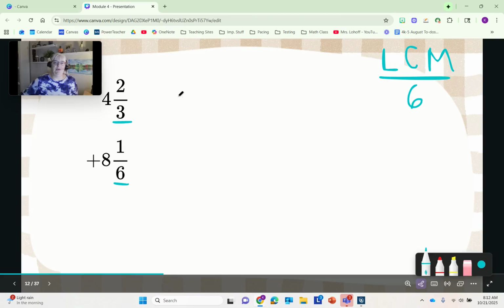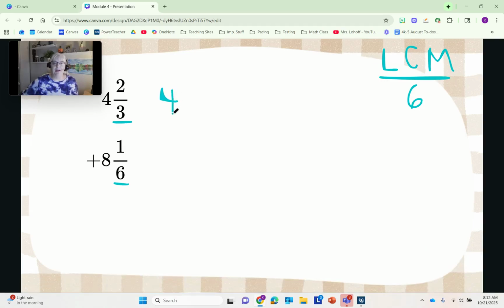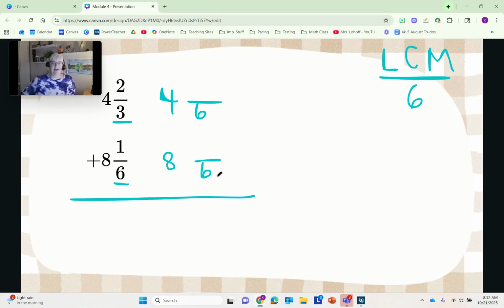And the first thing we need to do is rebuild our fractions. We're going to copy over that whole number because it stays the same. And then I'm going to build my fraction with a denominator of 6. To go from 3 to 6, we multiplied 3 times 2. Whatever you do to the bottom of a fraction, you have to do the exact same thing to the top. 2 times 2 is 4. So 4 and 2/3 is the same value as 4 and 4/6. For the other number, we already have a 6 on the bottom, so we just need to copy it.